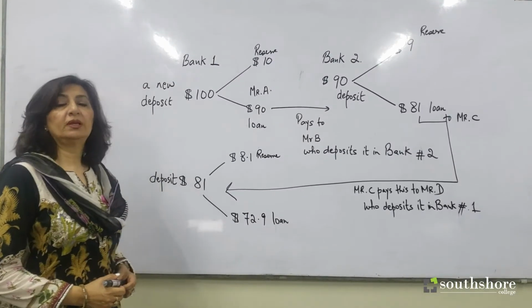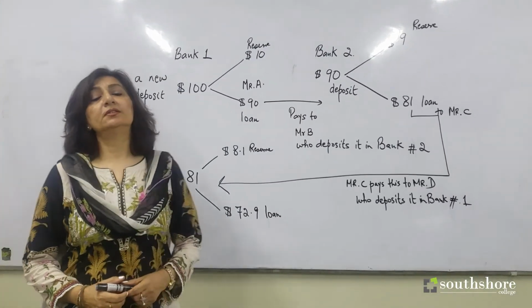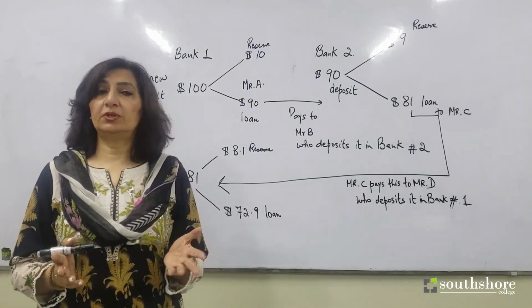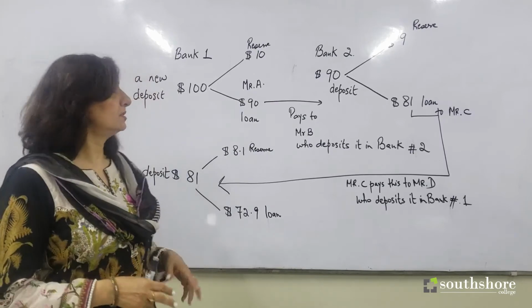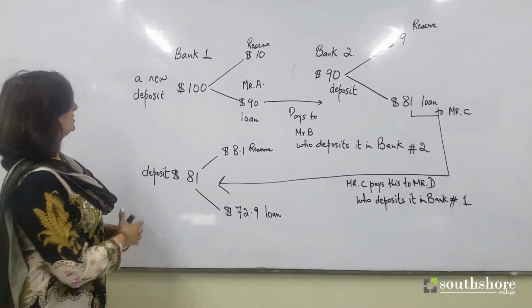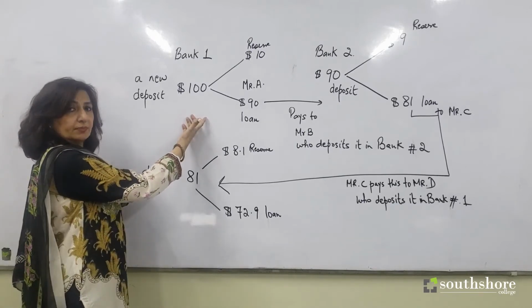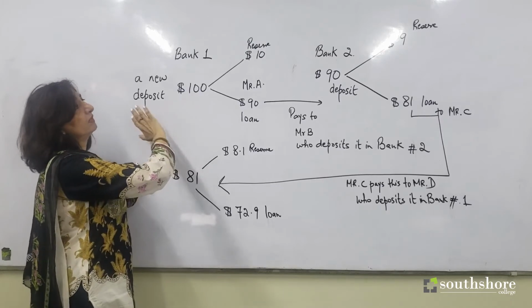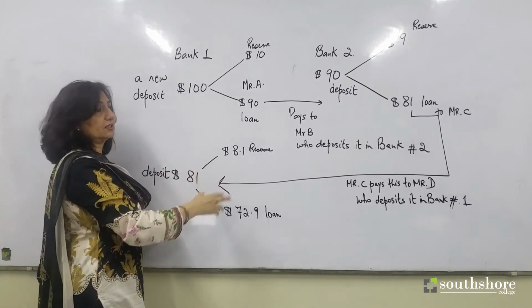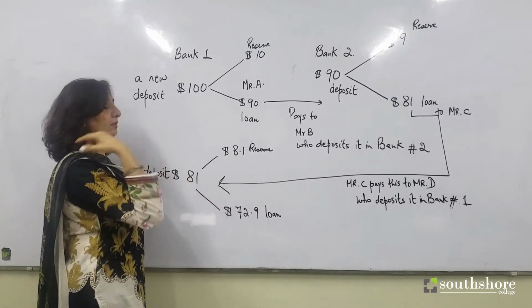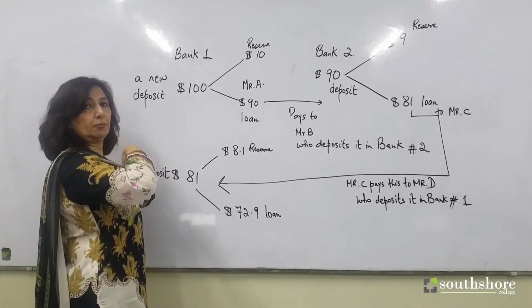Students, let's do a numerical example assuming that the central bank requires the commercial bank to keep a 10% liquidity ratio. That's the minimum requirement. Let's start with somebody who comes in and deposits $100. Now this is a new deposit that has been created. We are also assuming that there are two banks in the whole banking system. Of course there are many banks, but what is happening with two banks can be applied to a number of banks.